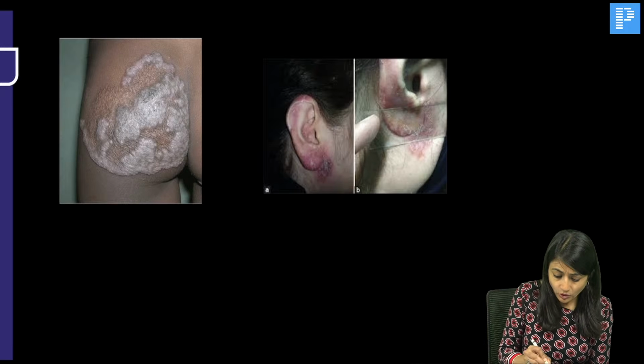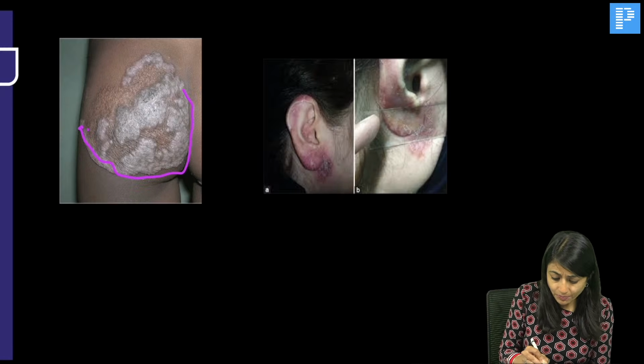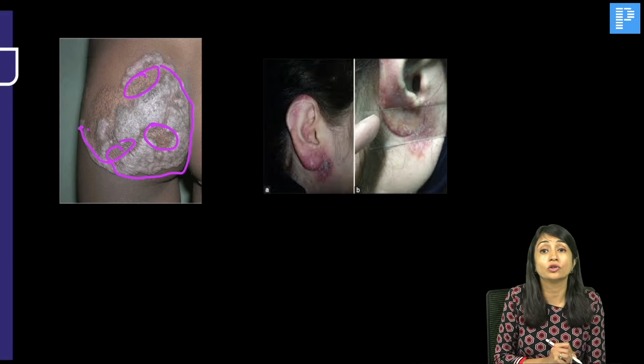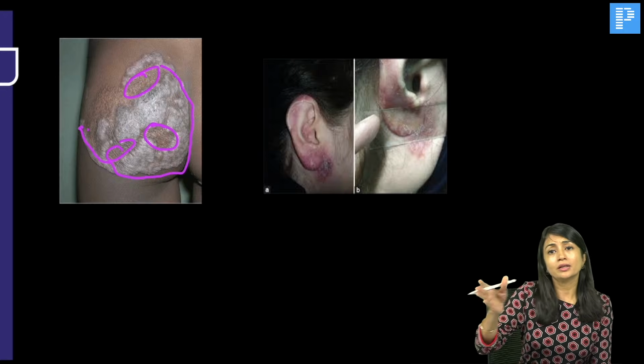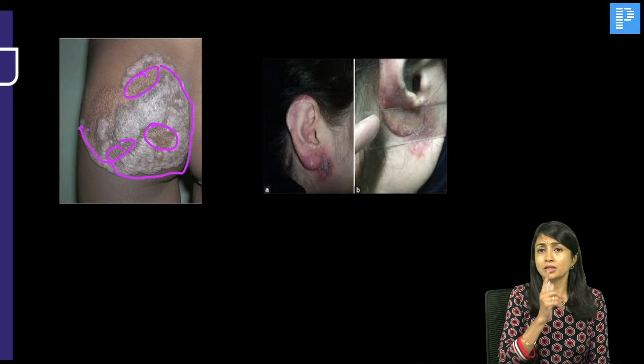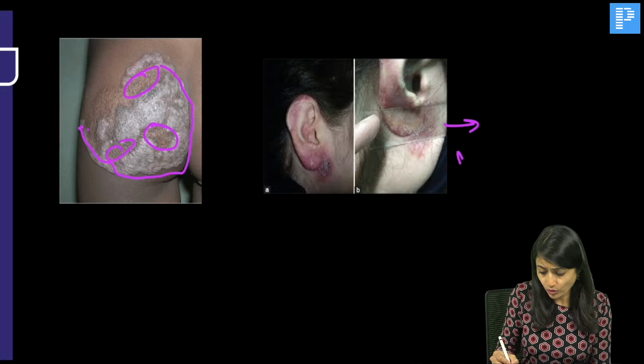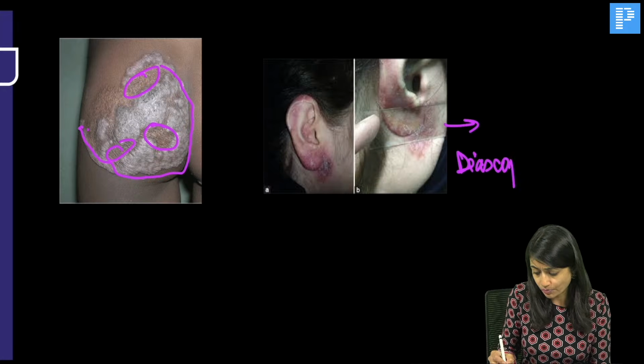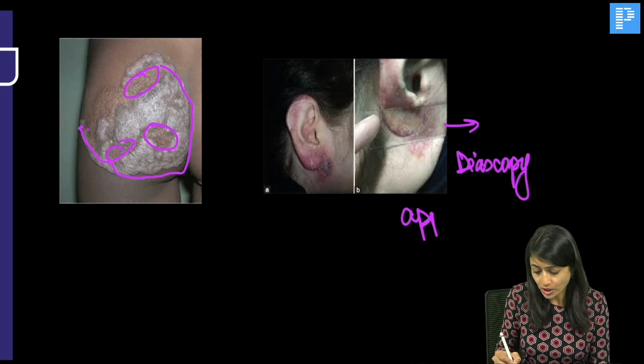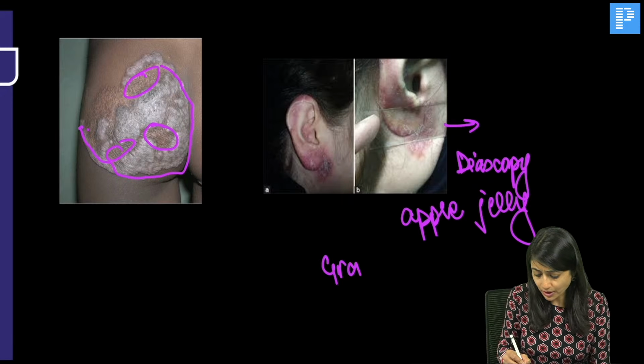One, look at this. So it's a peripherally spreading lesion which is showing areas of central atrophy. So it spreads at one end and gets atrophic at the other end. This is one important thing that you see. And second thing that you've already mentioned, when you do a dioscopy, you see apple jelly nodules because these are granulomatous lesions. So these are granulomatous lesions.